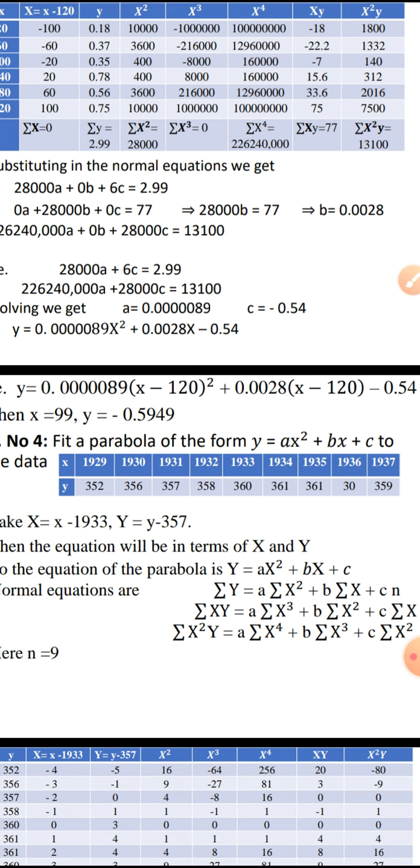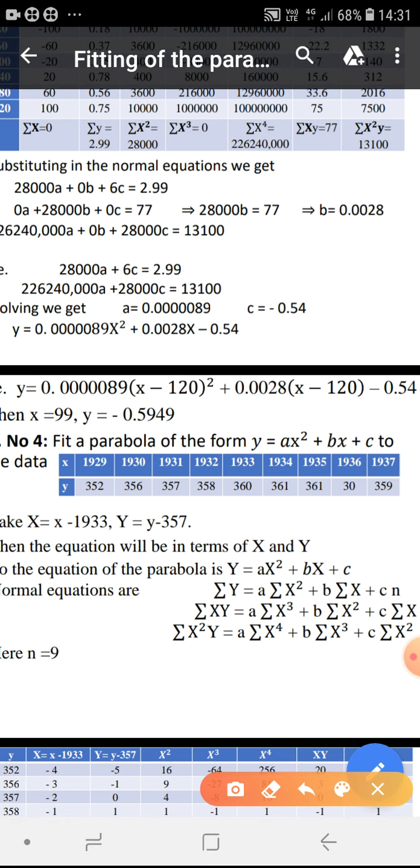So the equation will be in terms of capital X and capital Y, which will be capital Y equal to a into capital X square plus b into capital X plus c. To find a, b, c, we need to frame the normal equations. So to that equation, you attach sigma, the summation symbol, to each term on both sides. First normal equation: summation Y is equal to a into summation X square plus b into summation X plus c into n.